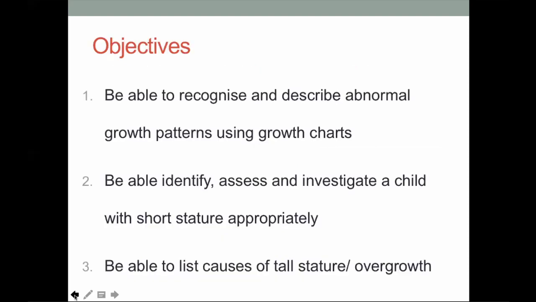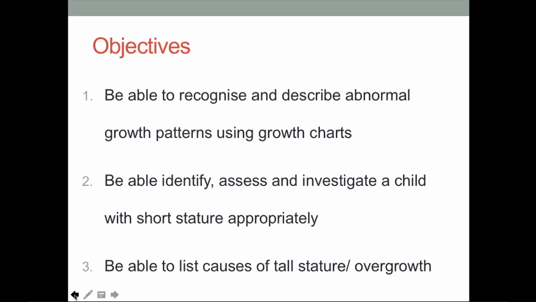So these are the objectives for today's lecture. You need to be able to look at growth charts and then recognize and describe if the growth pattern is abnormal, right? You should be able to recognize that this is an abnormal growth pattern and you should be able to describe it adequately. And secondly, you need to be able to identify, assess, and investigate a child who has short stature. This is an important component you should learn as a doctor before you pass out, right? So we'll be looking at aspects that every medical officer should know.